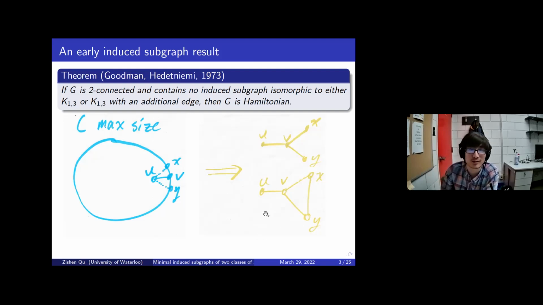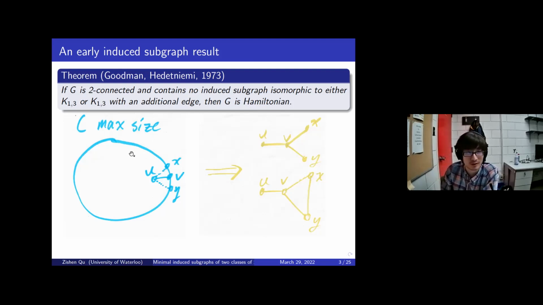And the earliest result I could find of this type is this one by Goodman and Hedetniemi in 1973. And they show that if G is a 2 connected graph and contains no induced subgraph isomorphic to either K_{1,3} or K_{1,3} with an additional edge, then G is Hamiltonian.